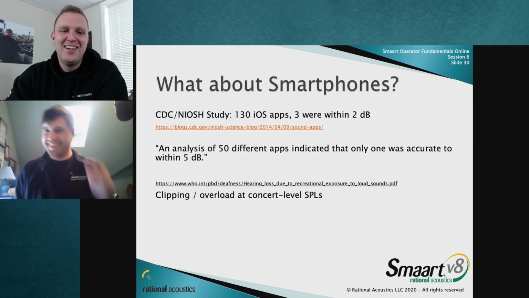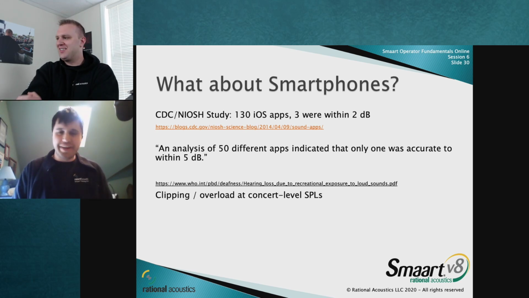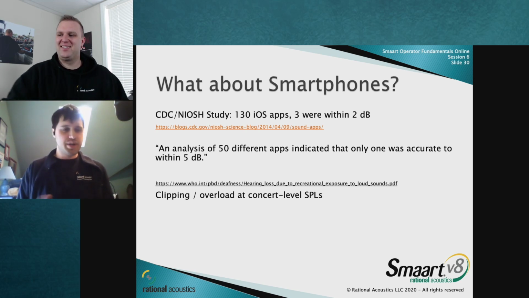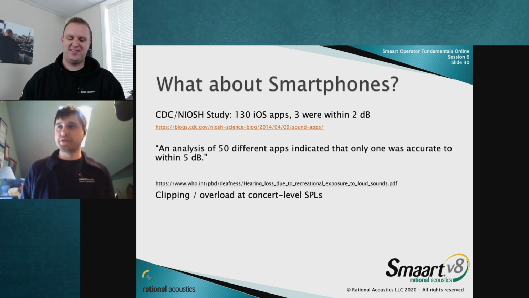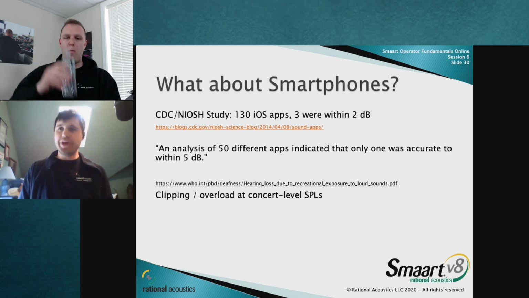Yeah. So I know you looked at some smartphones too. Why don't you tell me a little bit about what you found out? So what we found out is that if you own an iOS device, the mics that are inside those are generally accurate to within plus or minus 2 dB. There are some outliers, but generally you have a pretty good shot. If you're using an Android device, it's no man's land. You have absolutely no idea what's happening with that.